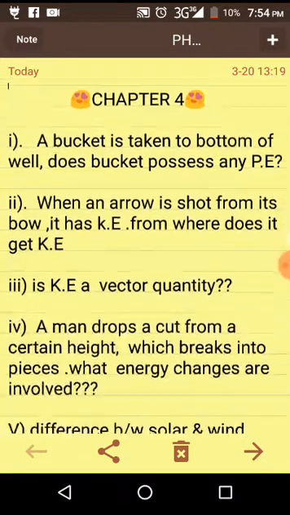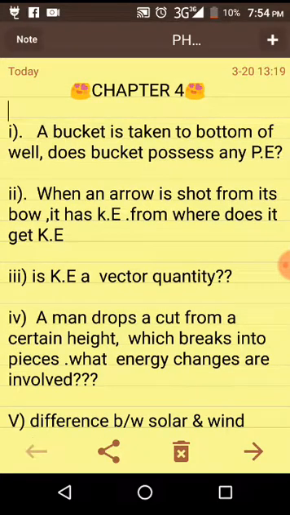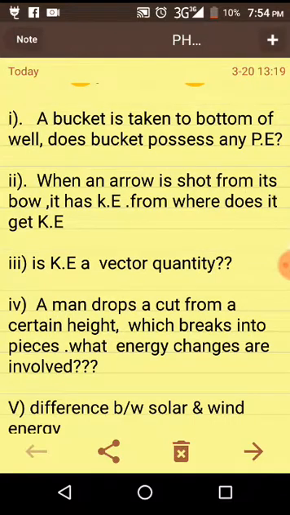Chapter number 4. A bucket is taken to bottom of well. Does bucket possess any potential energy? Number 2. When an arrow is shot from its bow, it has kinetic energy. From where does it get kinetic energy? Number 3. Is kinetic energy a vector quantity? Number 4. A man drops a cup from a certain height which breaks into pieces. What energy changes are involved?